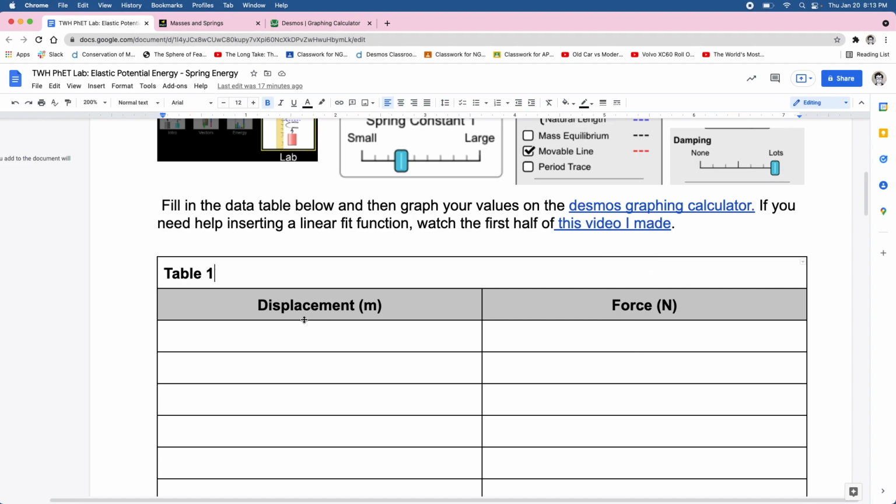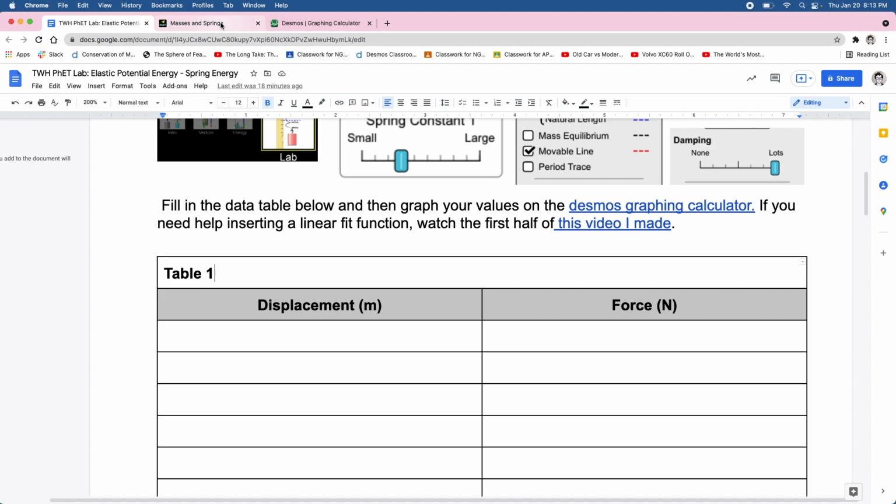All right, so the reason that I've put this table as displacement and force is so that when we enter this on the Desmos graphing calculator, we get a better result. We get a force versus displacement graph. Although we're going to be varying the masses, which is going to vary the force, and measuring the displacement, this is how I want the table set up.